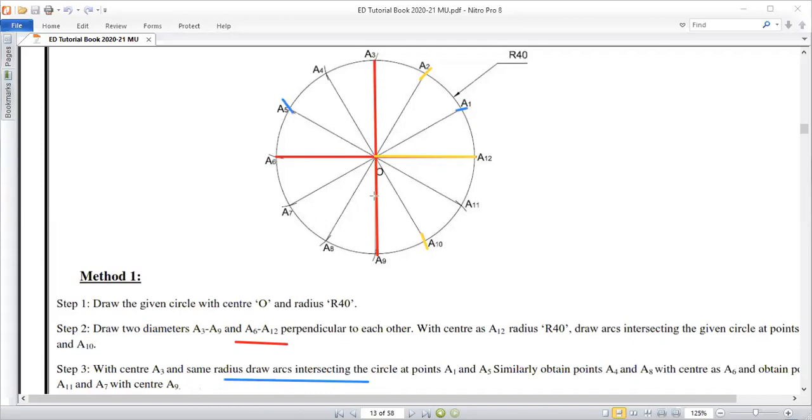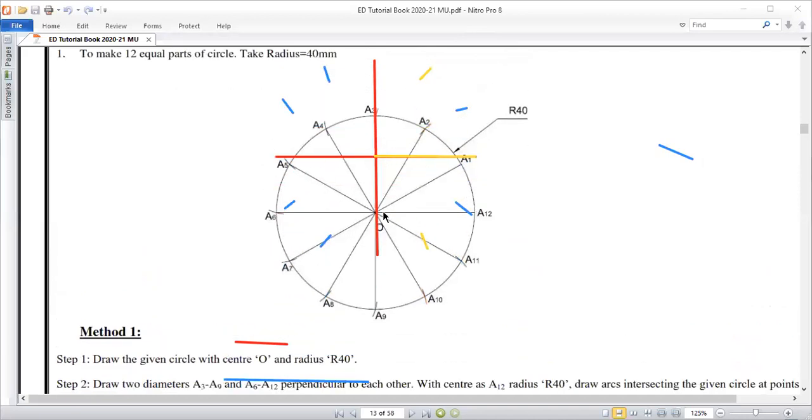Similarly, obtain the points A4 and A8. So from point A6, you mark points A8 and A4 like this. Similarly, from A9, A7, A11. If you see, the arc of each point will be there on the circle. Now, finally, what you need to do is join all the points with the center. Your circle will be divided into 12 equal parts like this.